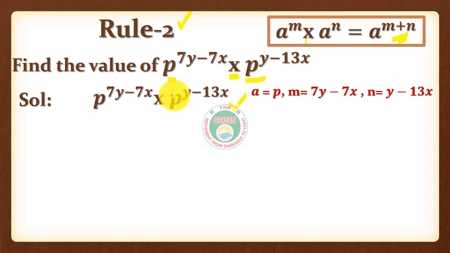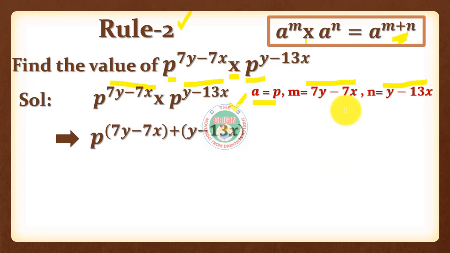Here, if you compare these two, in place of a, p is there. So we can write it as a equal to p. In place of m, we have 7y minus 7x. In place of n, y minus 13x. Next step, substitute these values in the given resultant.